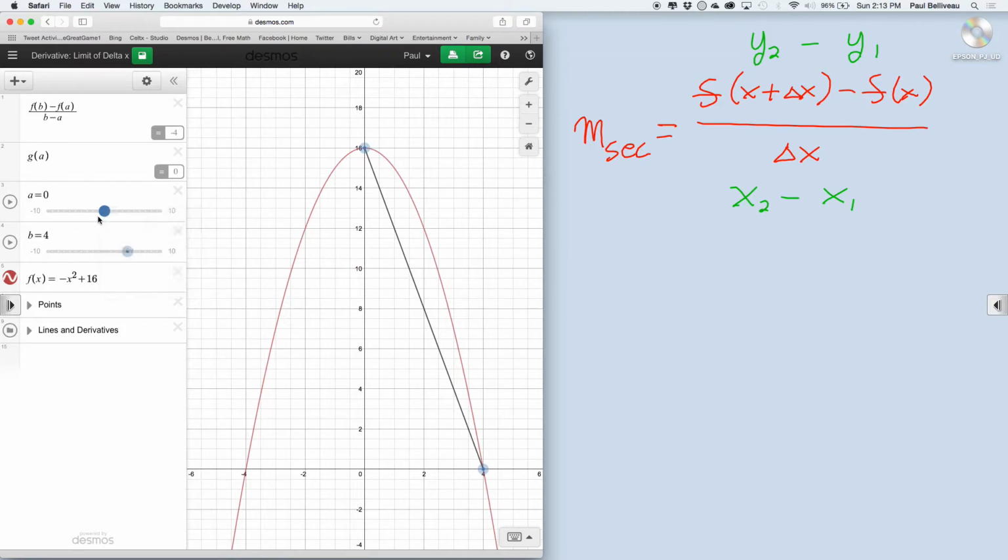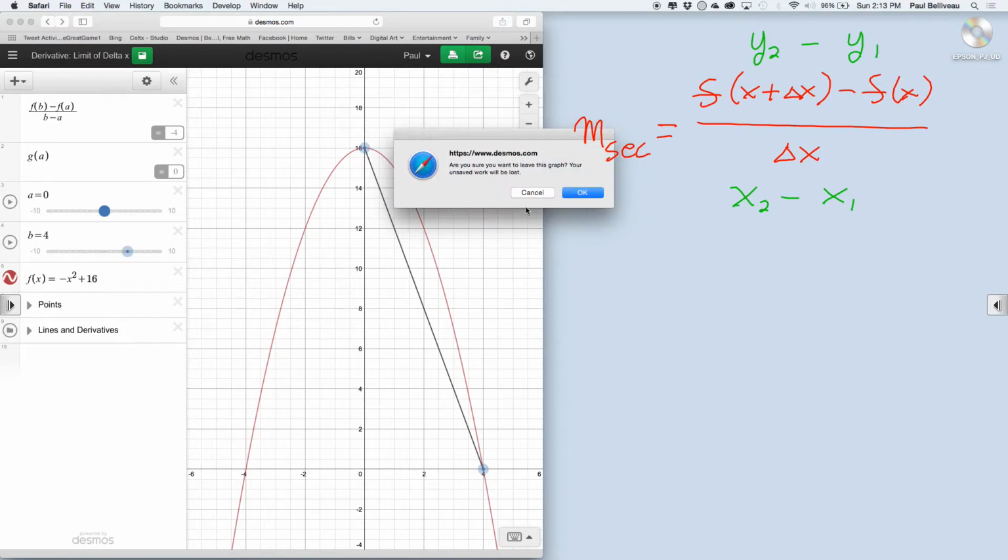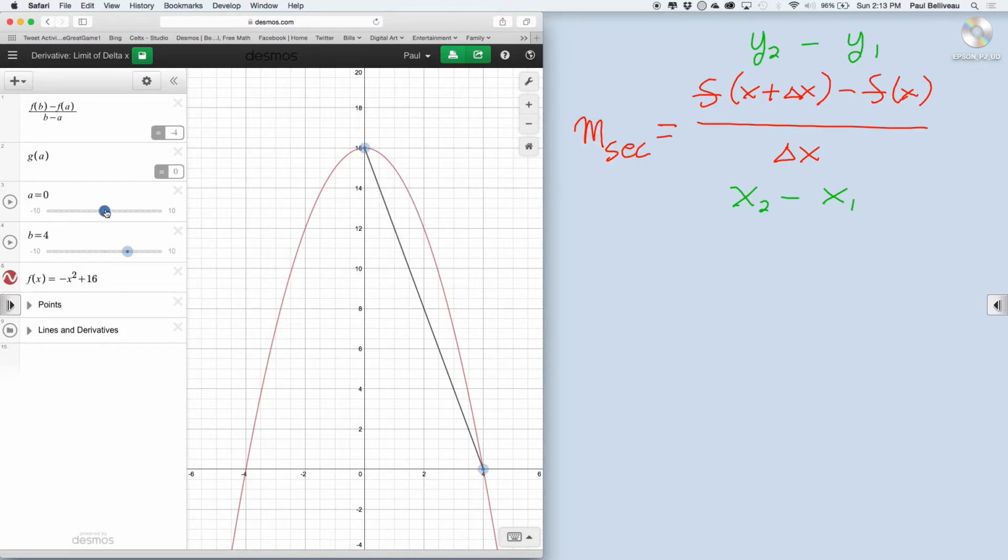As a gets closer to b, so I can get the slider to move, we get a slope of -5, instantaneous rate of -2, a slope of -6, an instantaneous rate of change of -4, a slope of -7, an instantaneous rate of -6. They're getting closer and closer together. The instantaneous and the average seem to be merging.